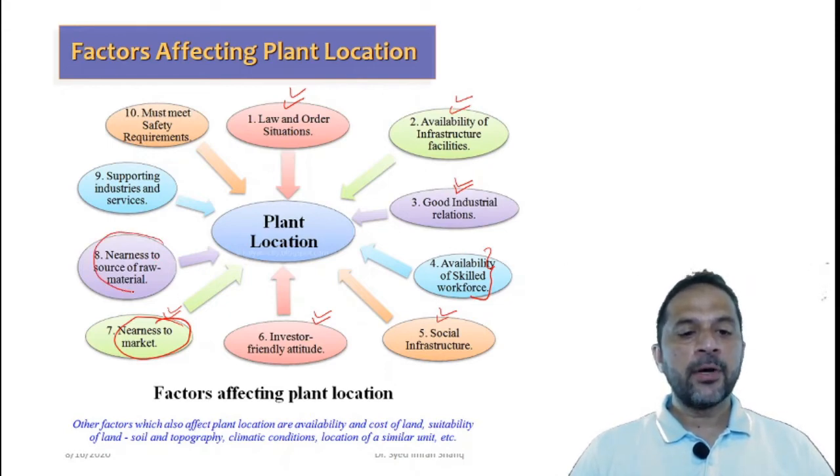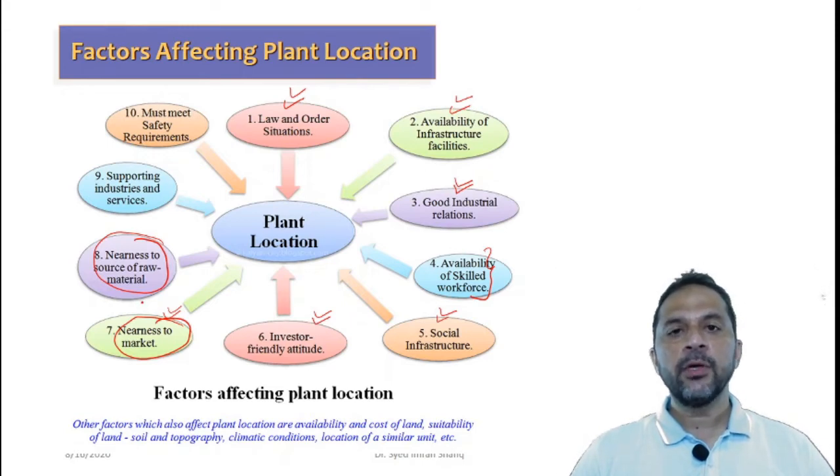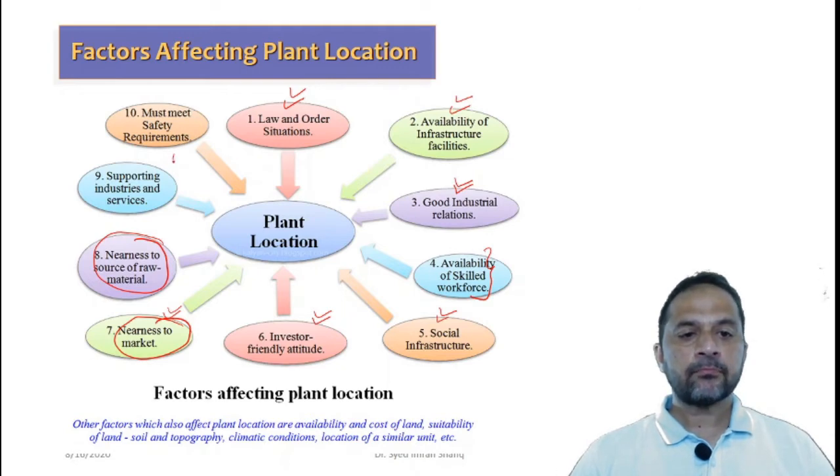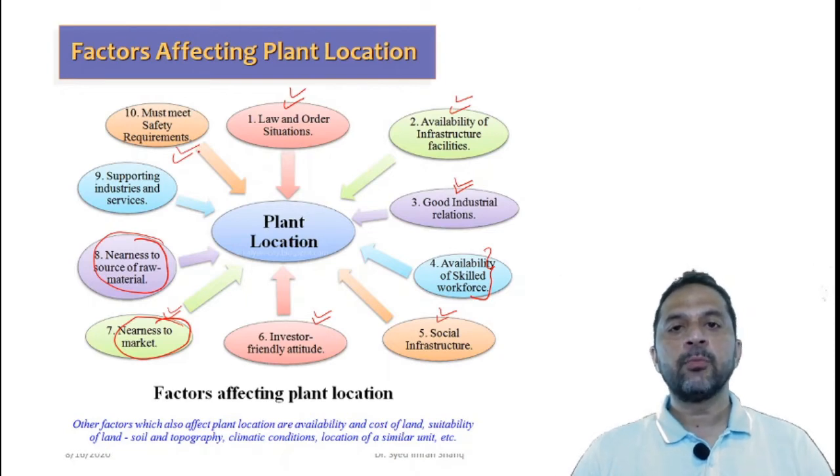Nearness to the raw material. Similarly, as with nearness to the market, the raw material needed to produce that product should be near, because of the same reason, that you want to minimize the cost of transportation. Supporting industries and services. And last, it must meet the safety requirements. There should not be any situation which can be harmful for the industry.